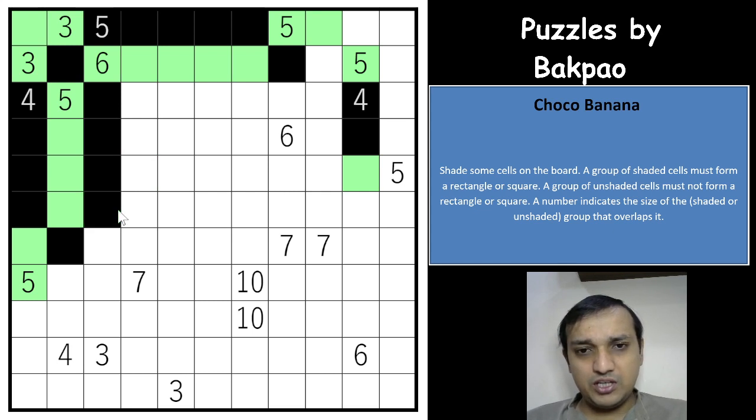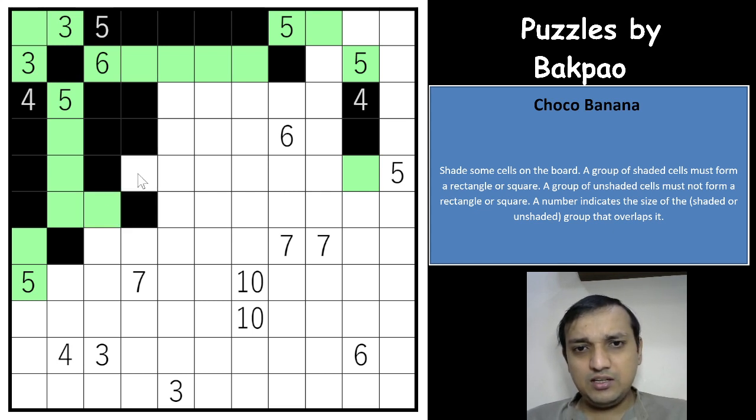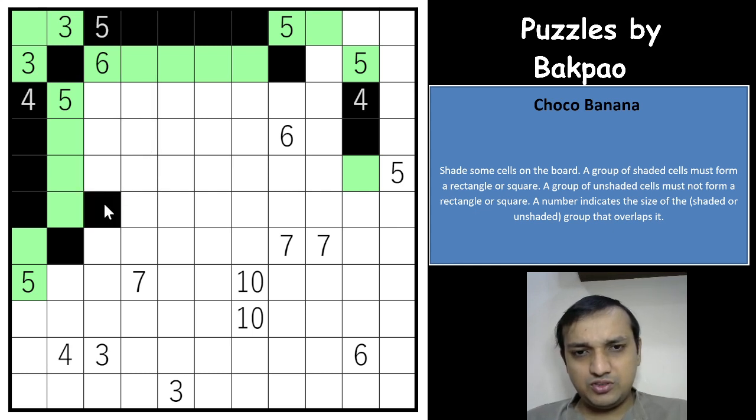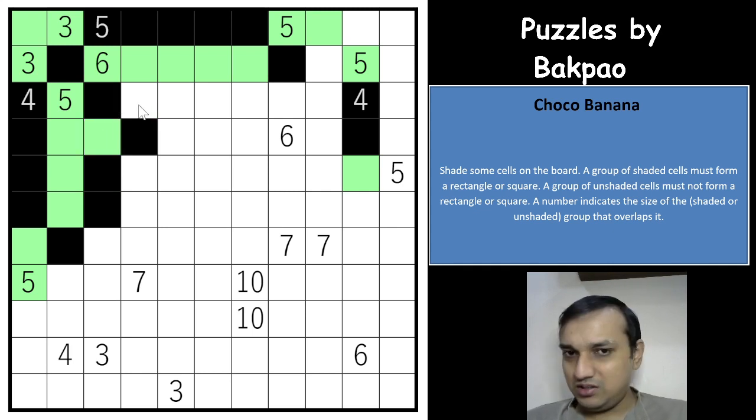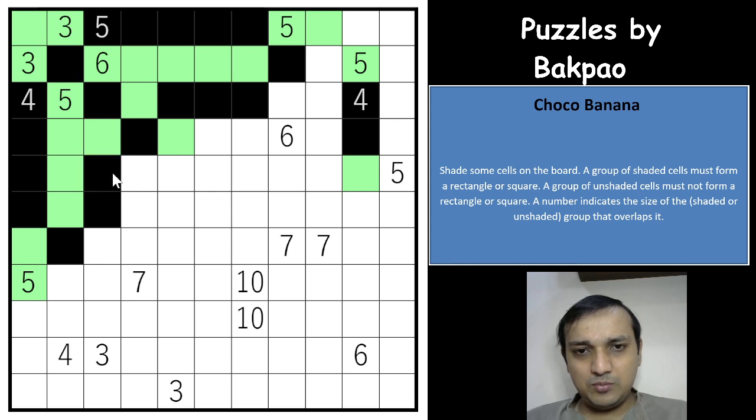If this is unshaded, this will be shaded, and then all of these would have to be unshaded. You already have a contradiction with the 6. So which means this is shaded. Again, can you do that here? No, you'll have more than 6 cells. So this is also shaded, so this is unshaded. Amazing. You'll have 6 cells already. That's an amazing piece of logic here.